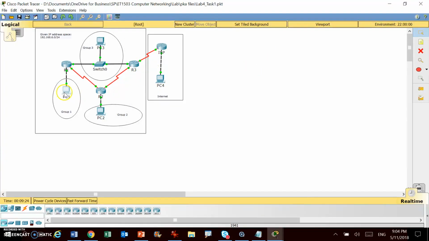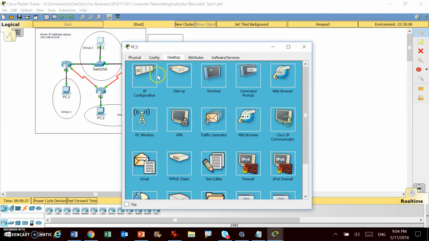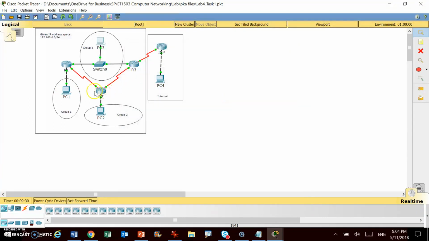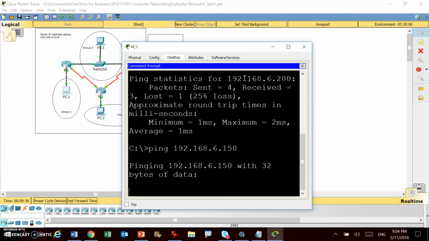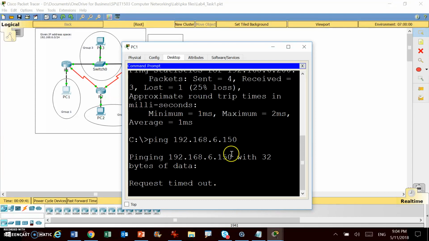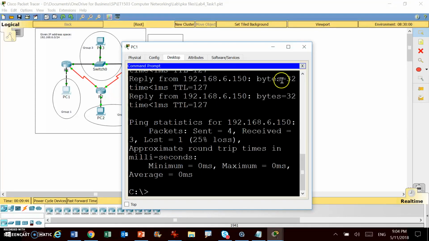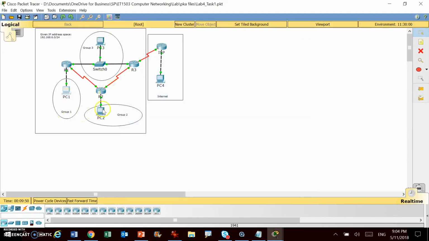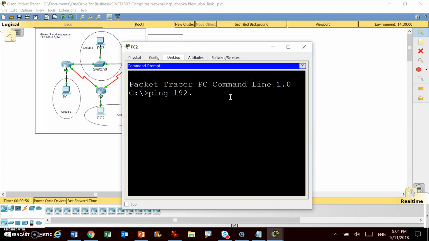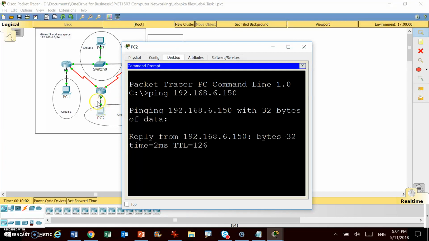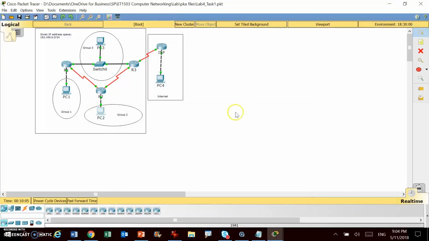Let's try PC1 ping PC3. PC3 is 6.150. Let's try to ping 6.150. So the reply comes back. Finally, let's try to ping from PC2 to PC3. Same thing, ping 192.168.6.150. So PC2 is able to ping PC3. So all the PCs can now ping each other.